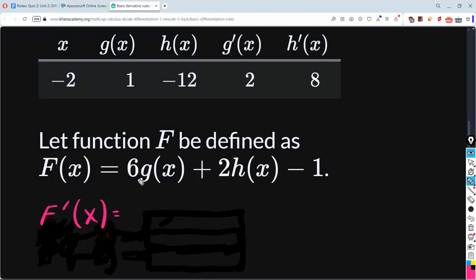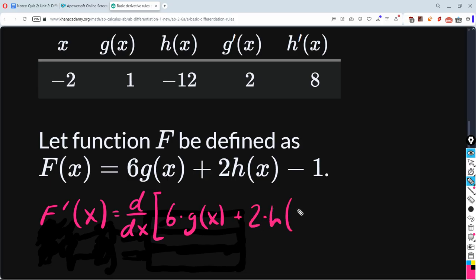All right, so for f prime of x, you want to find the derivative of each term. So that's going to be the derivative with respect to x. And we have 6 times g of x plus 2 times h of x minus 1. All right, and that derivative gets applied to each term.